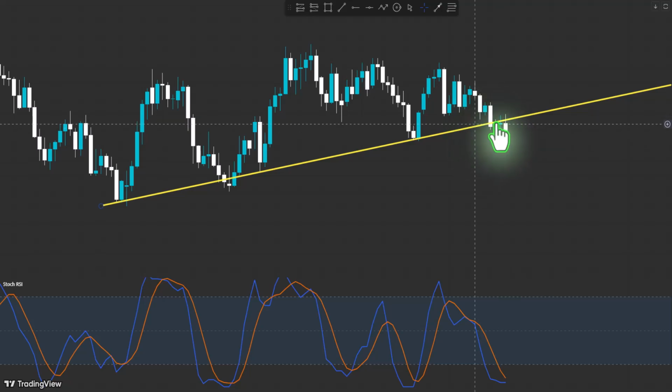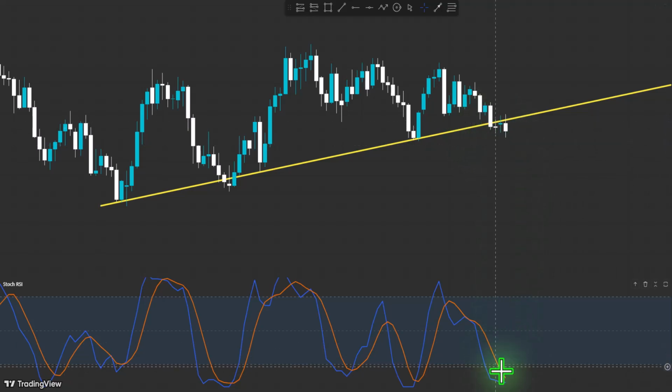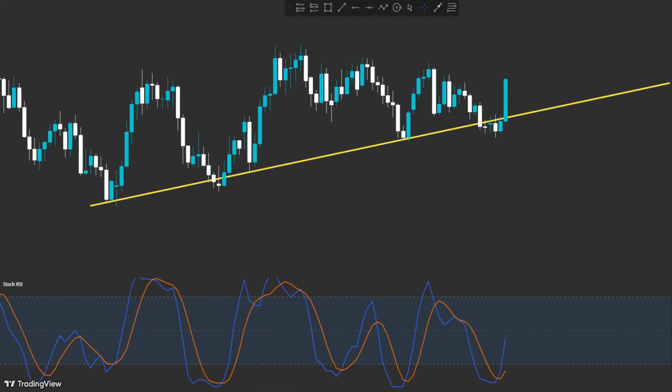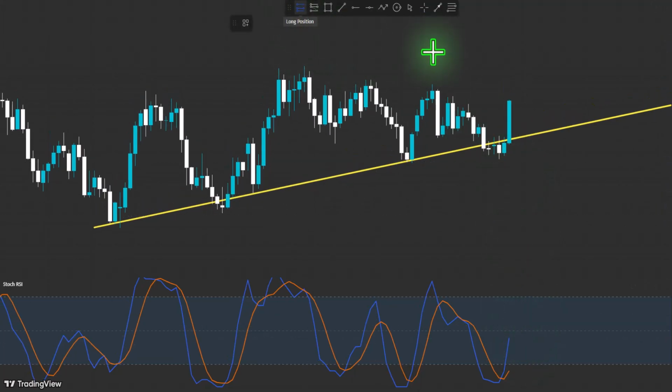As long as price is within the trend line area and the stochastic RSI crosses into the oversold zone, the setup is still valid. Before pulling the trigger on a trade, we need one last confirmation, which is to wait for the stochastic RSI to cross back inside the oversold zone. And once all these conditions are met, you've got yourself a high probability trade setup. And I will then open a buy trade right here.